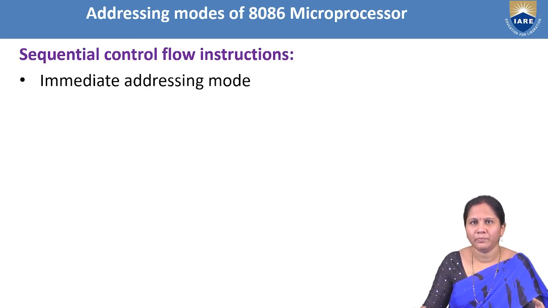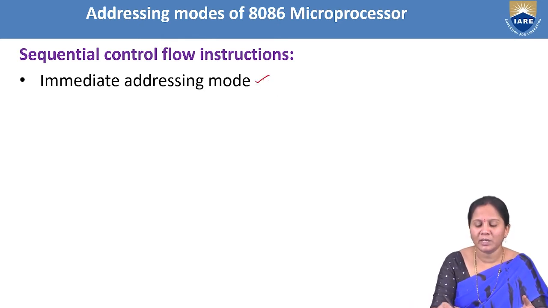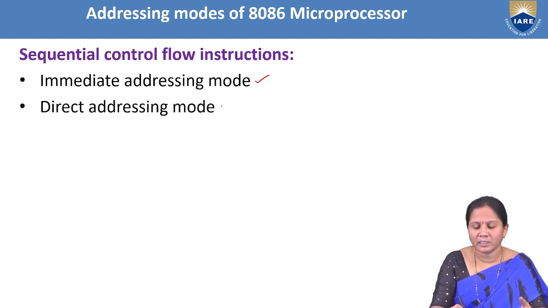Now, what are all the addressing modes that come under sequential control flow instructions? We have a classification of addressing modes, different types are there. Now we need to know what are the different addressing modes that come under sequential control flow and what are the different addressing modes that come under control transfer. Now coming to the sequential control flow, the first addressing mode is immediate addressing mode, and next direct addressing mode.